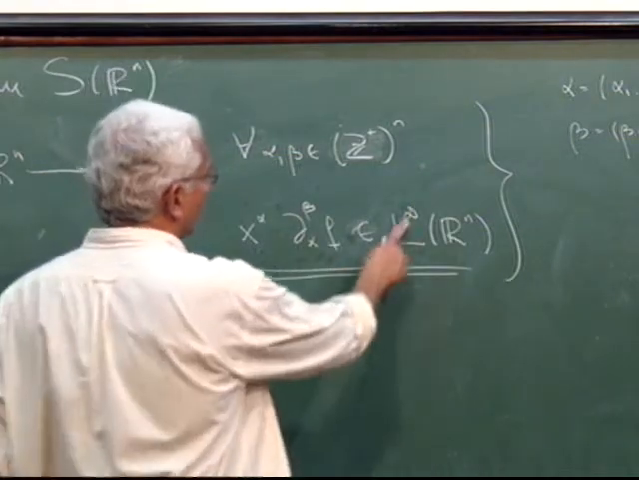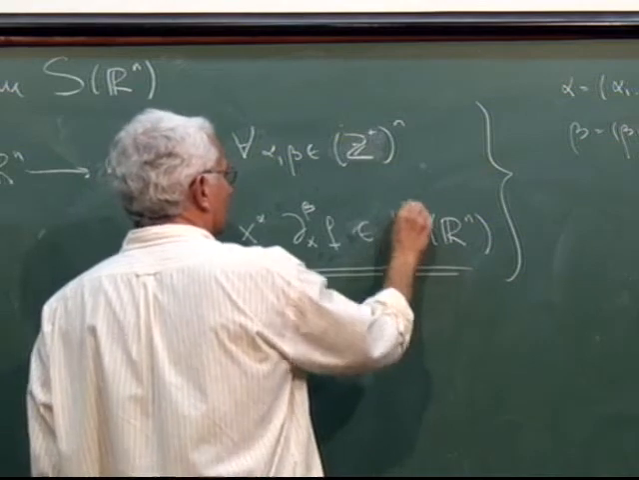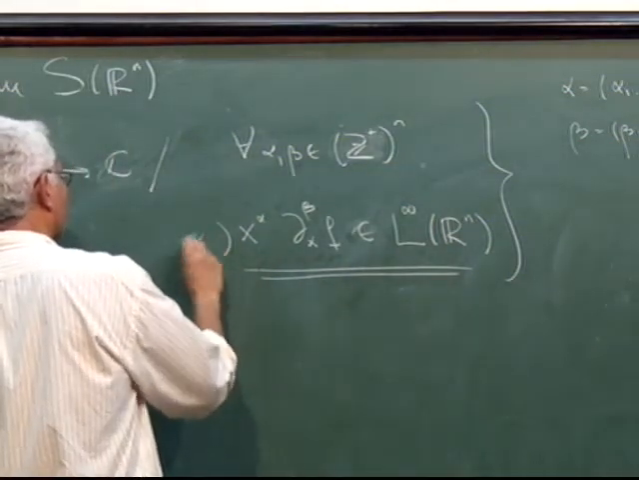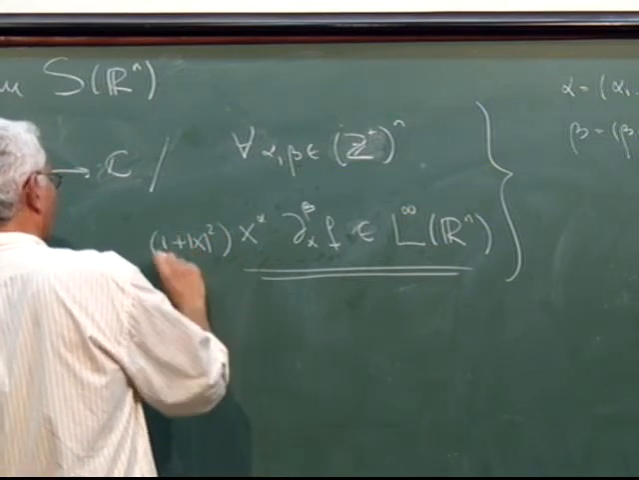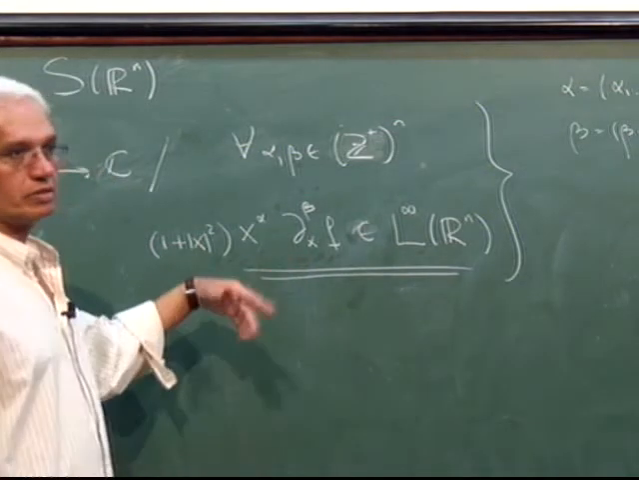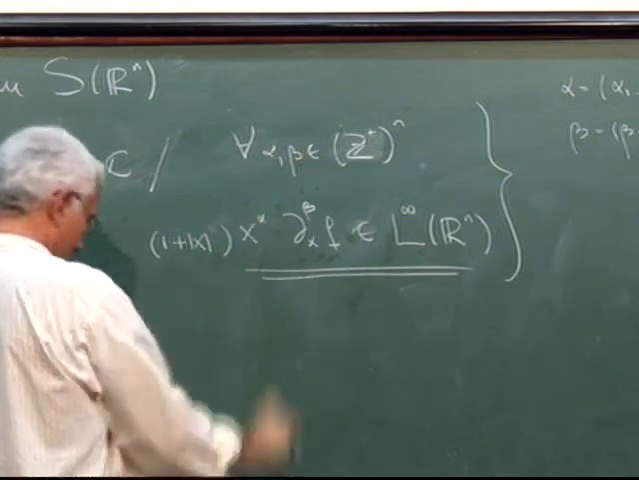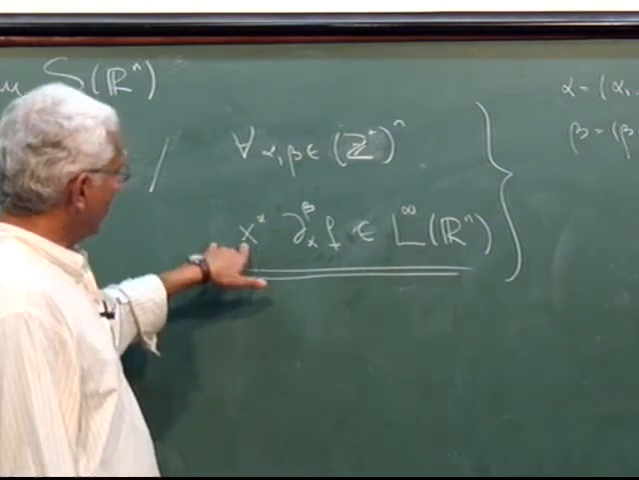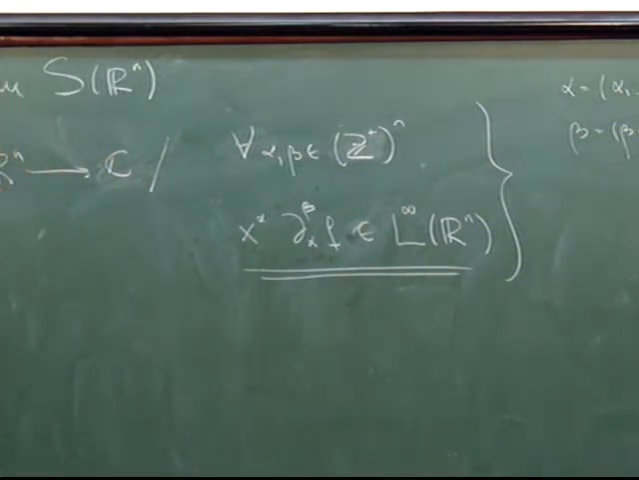You can put here L1. Why? Because since this is true for all of these, you can put this like this. This is in L infinity, then you can pass to the other side, and this is integrable. Or you put to the power n if you wish, or 2n or something. If with a lot of power here you are in L infinity, you have to be integrable. You just divide it.